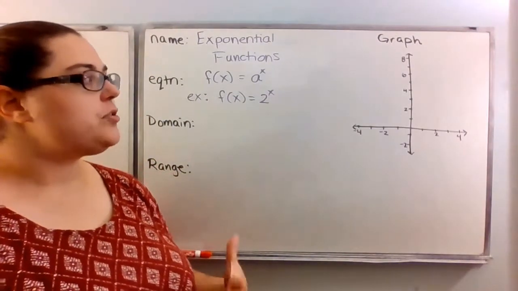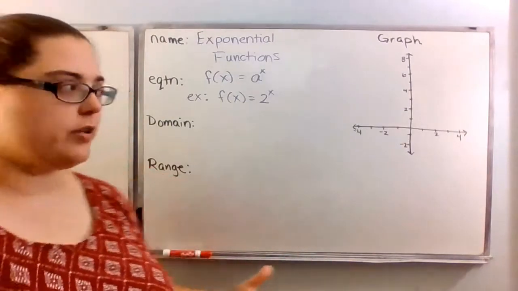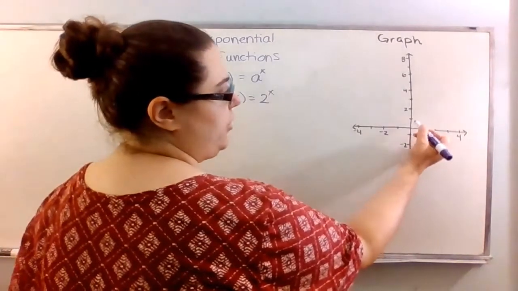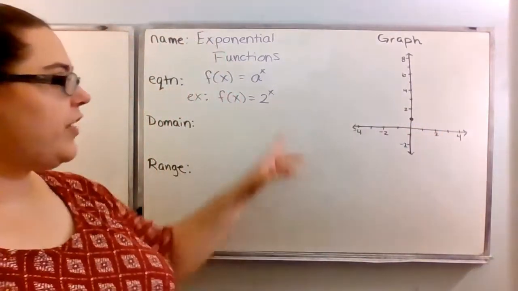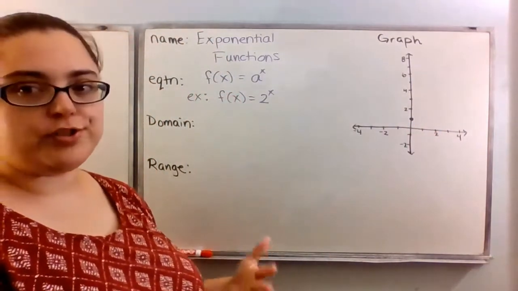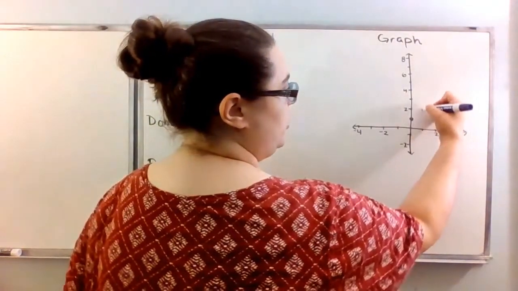So 2 to the 0 is 1. Remember, anything other than 0 to the 0 power is 1. So when x is 0, the y value is going to be 1. Next, if the exponent is 1, 2 to the first is 2. So when x is 1, y will be 2.